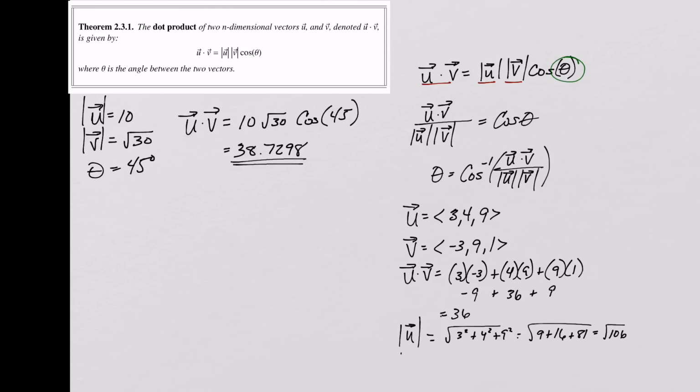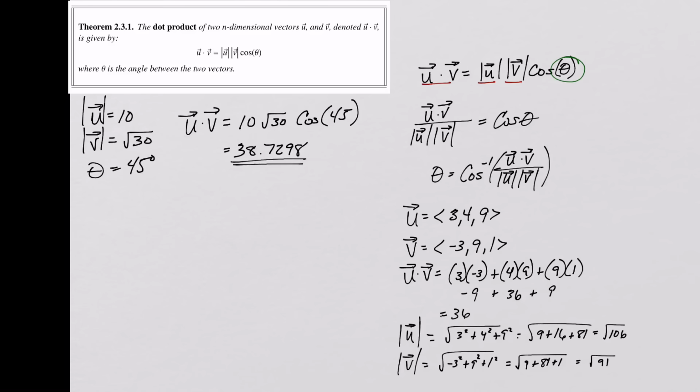Now the magnitude of v would be equal to the square root of negative 3 squared plus 9 squared plus 1 squared, or the square root of 9 plus 81 plus 1. So that's going to be the square root of 91. Okay, so we've got those two things. Now we just have to figure out what the angle of intersection is.